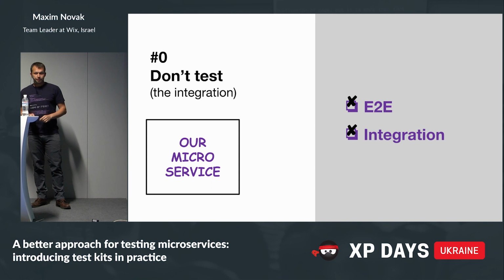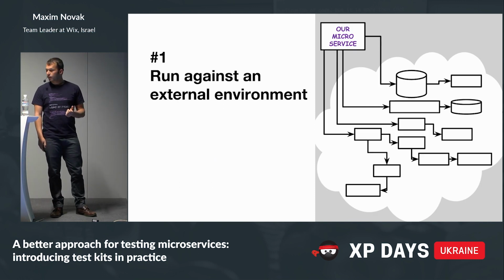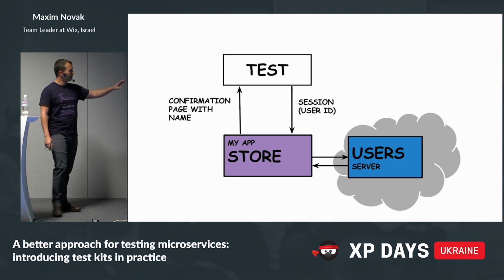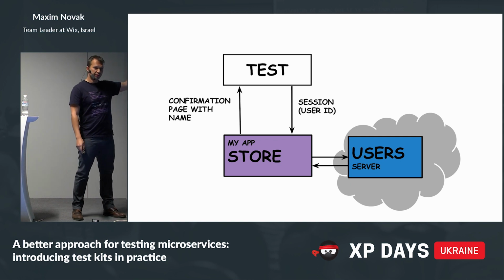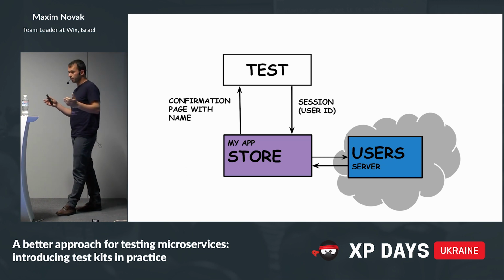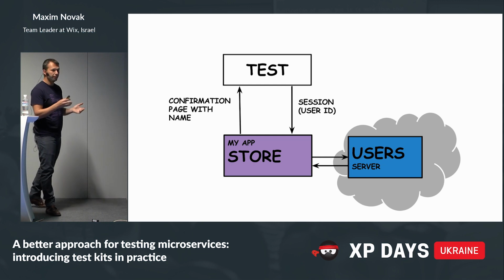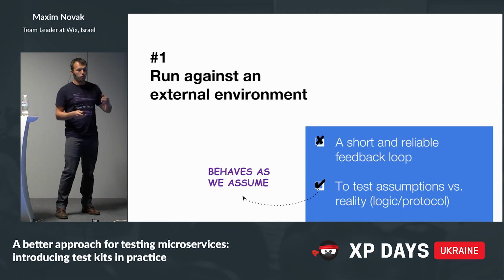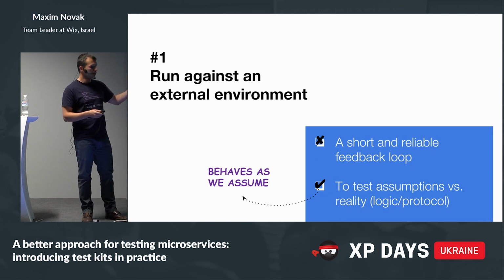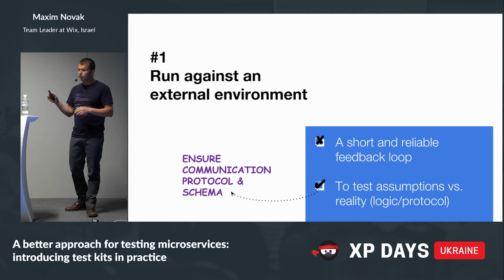Let's see another approach. Run against an external environment. Let's put it in our diagram again. So now we run against the real users server, but it runs in production, or maybe in staging, or somewhere else. While this approach has some benefits, like we do verify that the system behaves like we expect, like we assume it behaves, and it ensures the communication protocol and the schema.